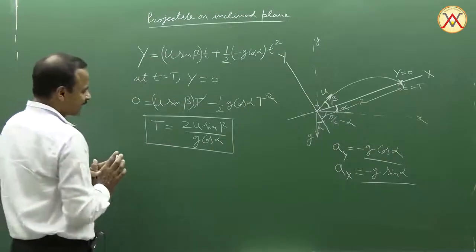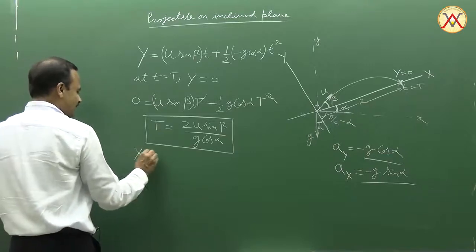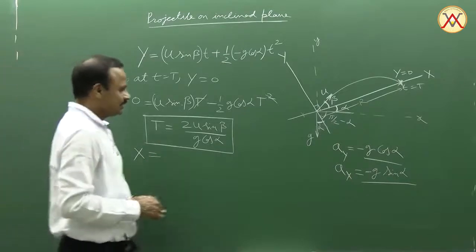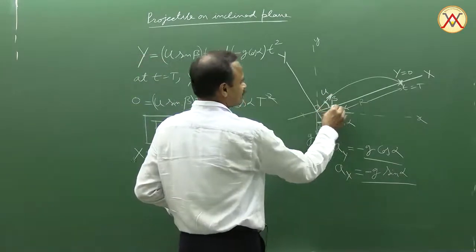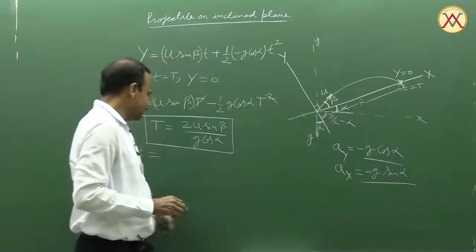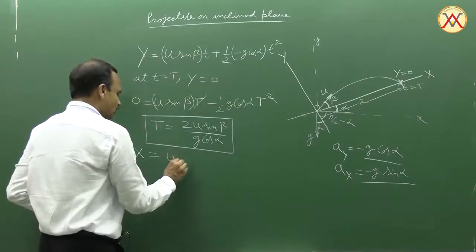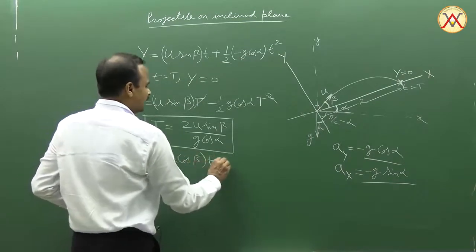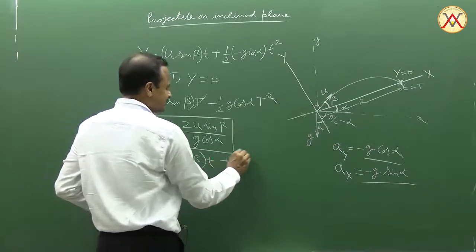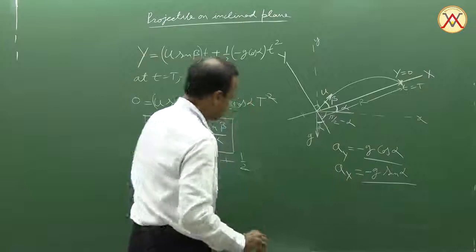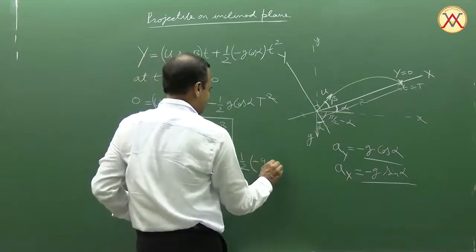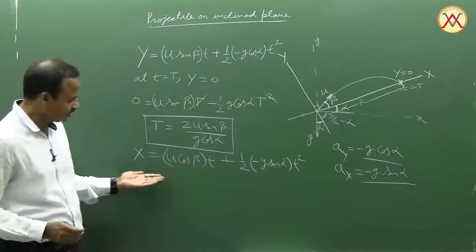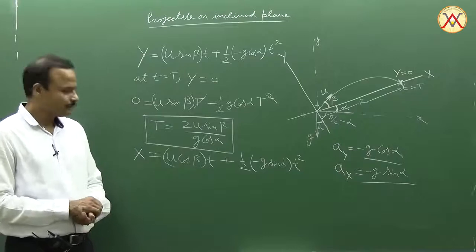Okay. So the x coordinate we can write as, again we will apply the second equation of motion, this time along the x direction. The x component of initial velocity is u cos beta. So u cos beta multiplied by t, plus half a_x, which is negative g sin alpha, times t square. So this is the general expression for the x coordinate.